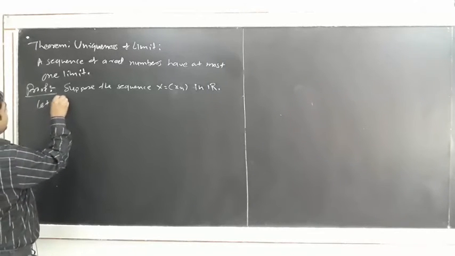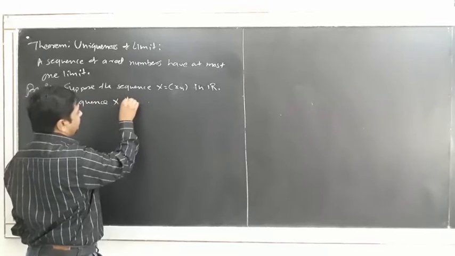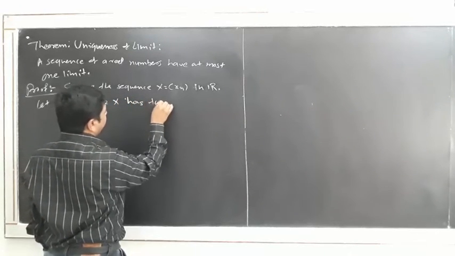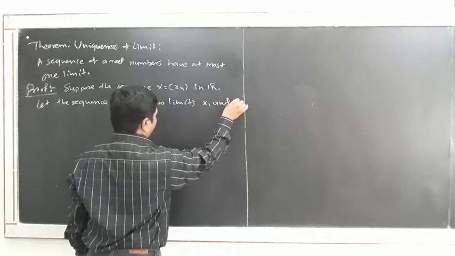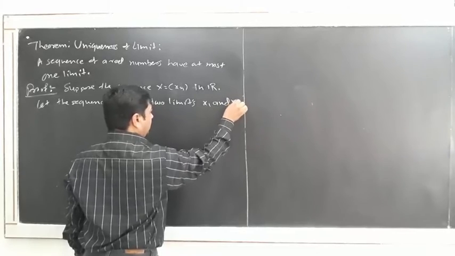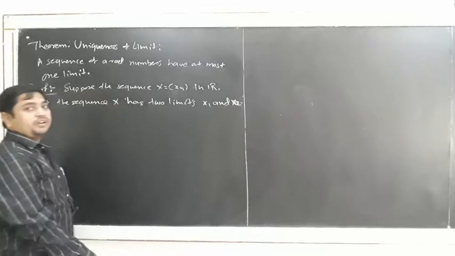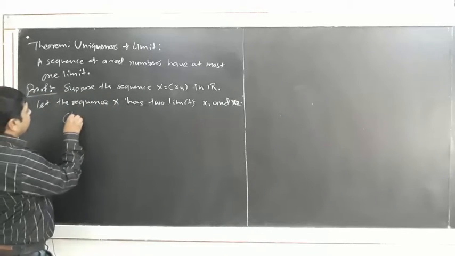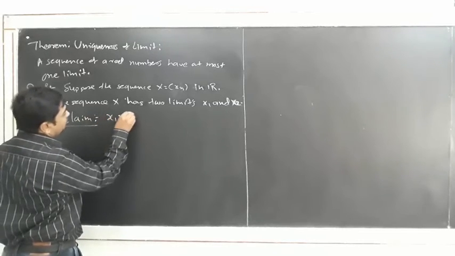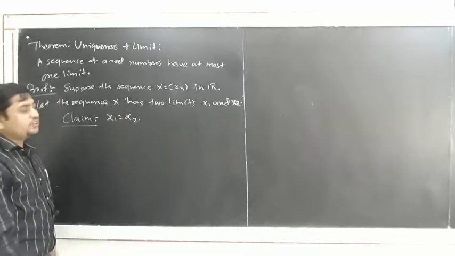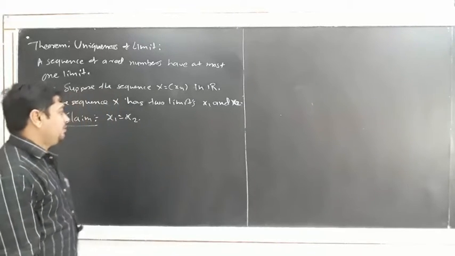Let this sequence x have two limits, x1 and x2. Suppose there are two limits. Then what is our target, or what do we have to prove? Our claim must be x1 is equal to x2. We consider two limits, then we have to show that these two limits are equal.